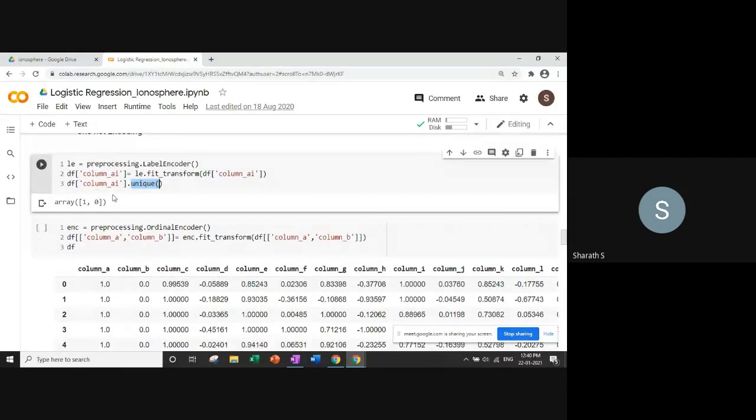So you can call what are the unique values that you have encoded. It has encoded two unique values: 1 and 0. Because there are only two classes here, G and B, it has converted one of them into 1 and the other into 0. That is how the target has been encoded, which is known as label encoding.